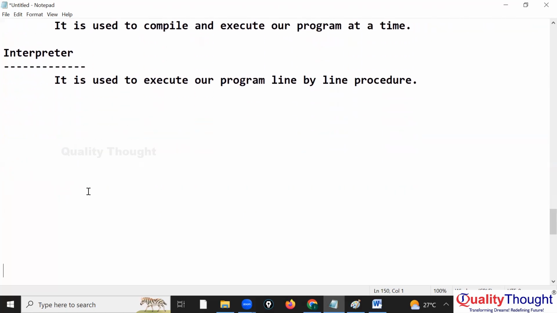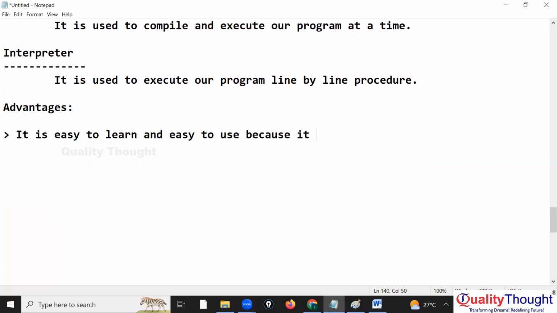So now we will see what the benefits are, nothing but the advantages. So what are the advantages here? First advantage: it is easy to learn and easy to use, because it is similar to the English language. So don't ask me tomorrow, sir, can I learn Java? If you see properly, it is easy to learn and easy to use because it is similar to English. If your English is good, then immediately you can learn Java.